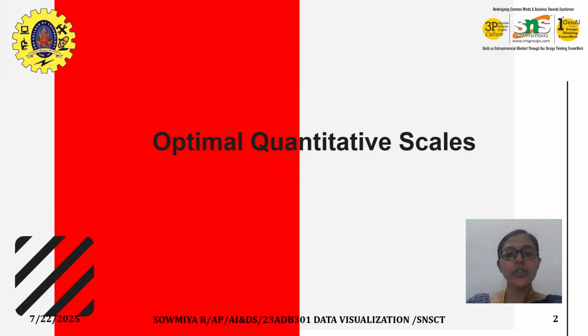Today, we are going to discuss an important concept in data visualization, that is optimal quantitative scales. When we represent numerical data visually, the choice of scale plays a huge role in how the audience interprets the information. If we choose the wrong scale, it can mislead the viewers. So let's understand what a quantitative scale is and how to make it optimal.